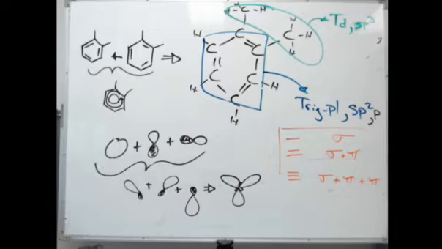Okay, so for carbons and hydrogens, if we think about a carbon, what's the electron configuration for carbon? 1s2, 2s2, 2p2. That's the electron configuration for carbon. So each of those carbons has an S, an S, and a P.